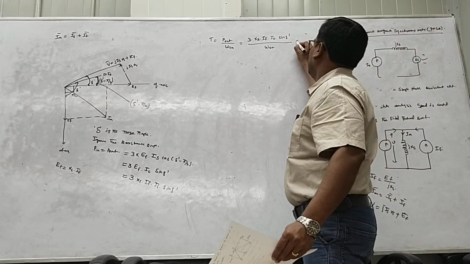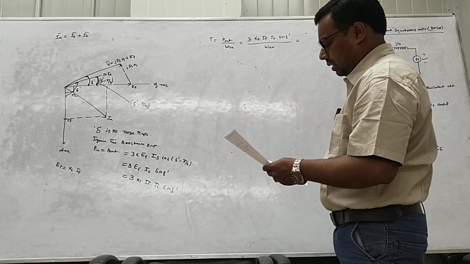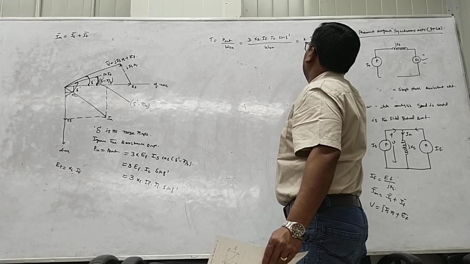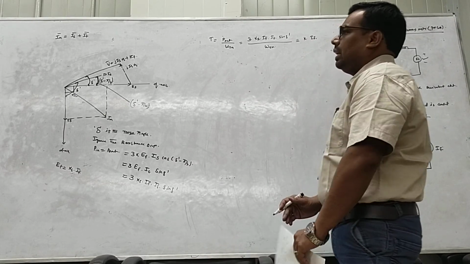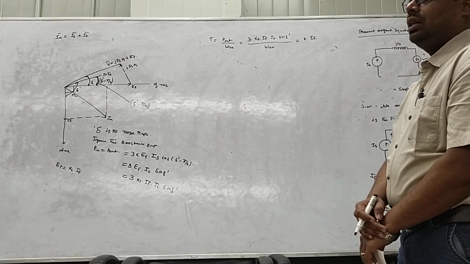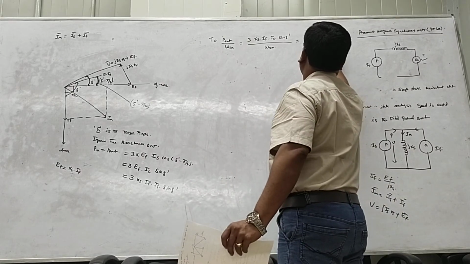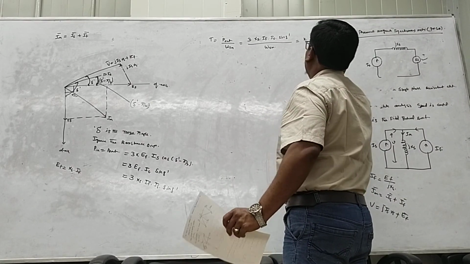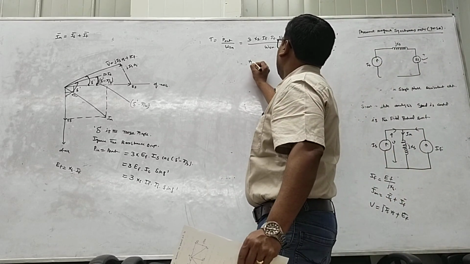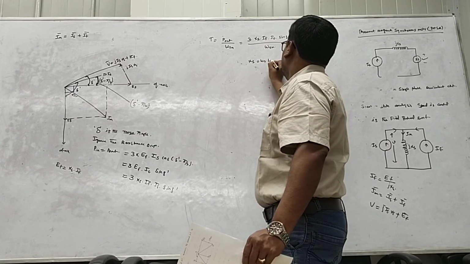Further, if I simplify this, you can consider the synchronous reactance a constant term, so constant K into If, because we are doing the steady state analysis here. In steady state analysis, speed is also constant. So K into If into Is into sine delta prime. You can write xs is equal to omega s into ls.